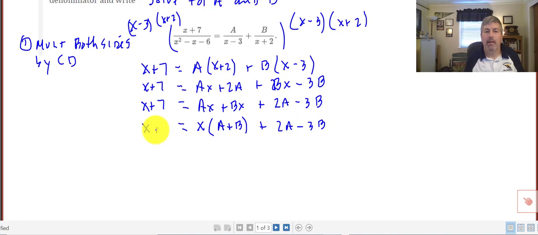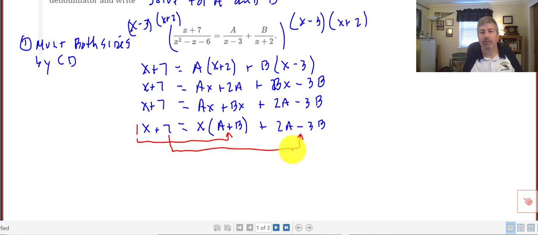Now keep in mind that the left side here is equivalent to the right side. We have x times A plus B, but we also have 1x here. If I have 1x and x times all this, and the right side is equivalent to the left side, that must mean the 1 is equal to A plus B. It also means that 7 is the equivalent of 2A minus 3B. So interestingly enough here, we're going to be able to put together a system of equations.